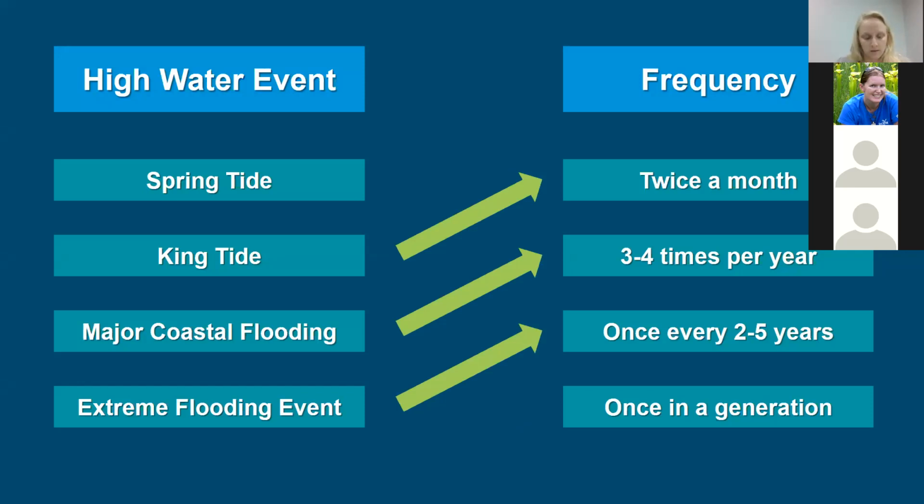Spring tides are almost disappearing because now every new moon or full moon, we are having a coinciding weather event that's elevating these into a king tide. So now we're seeing king tides twice a month. When we look at our major coastal flooding, that could be happening 3 to 4 times a year. Again, this is because we're seeing prolonged king tide flooding events.